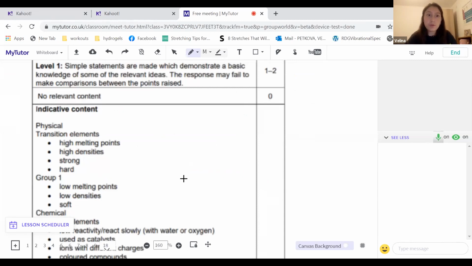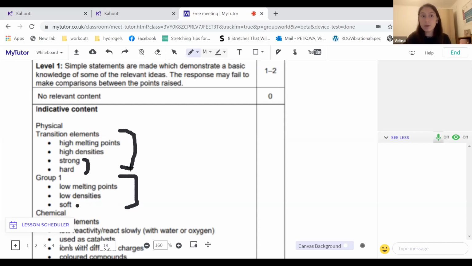So look at what they're looking for. Physical: we learned these properties of group 1, and you need to compare them. So say transition elements have high melting points, while group 1 metals have low melting points. Transition elements have high densities, while group 1 metals have low densities. You can even say group 1 float on water, transition metals sink. And then strong and hard, and soft.